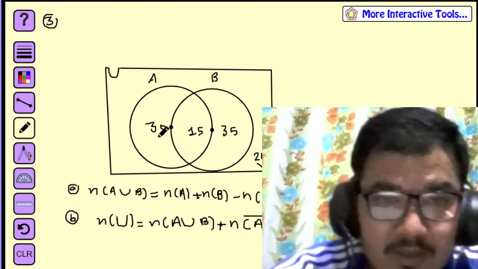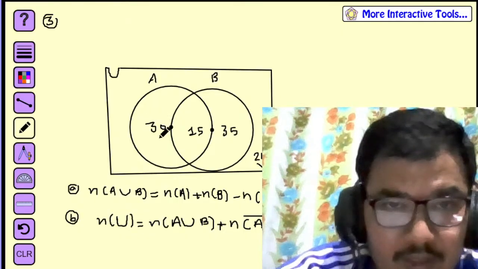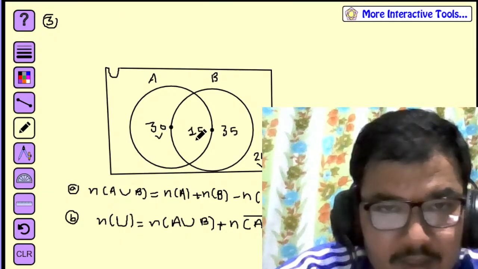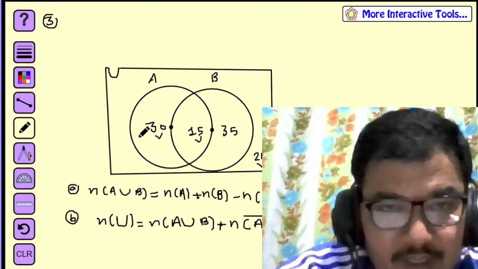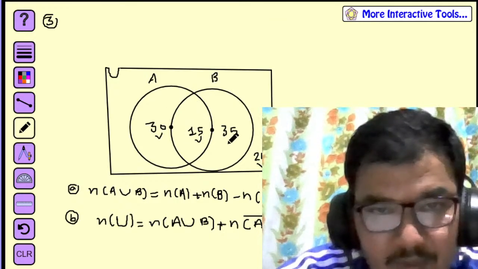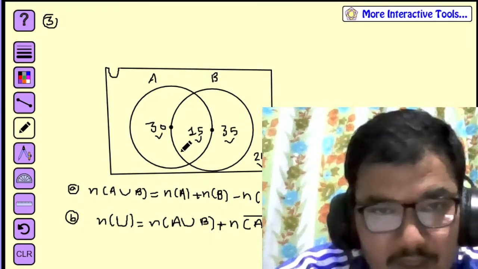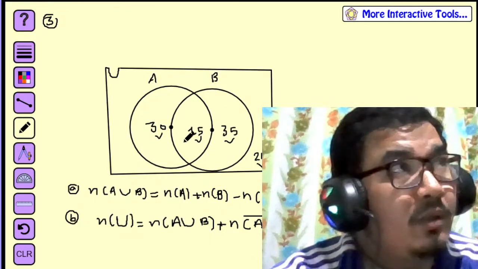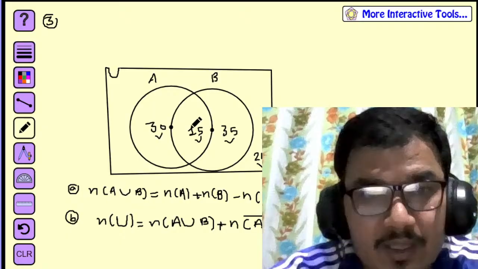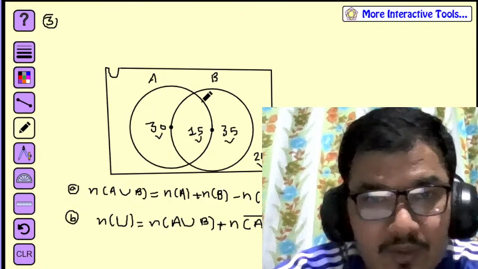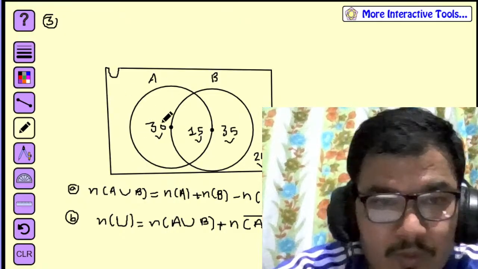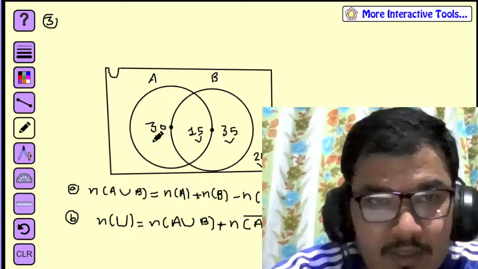Now this will be found. And here this is only A. When you add this only A and this intersection, this A value comes, the cardinality of set A. And when you add A intersection B with only B, then the cardinality of set B comes. Like this you have to solve it. Like this we solve for two overlapping sets.